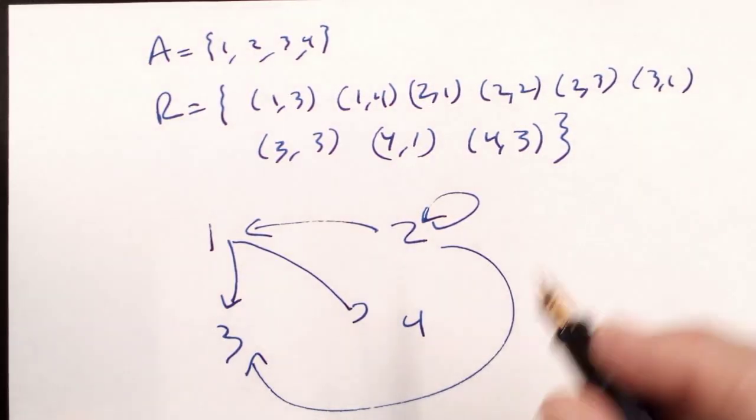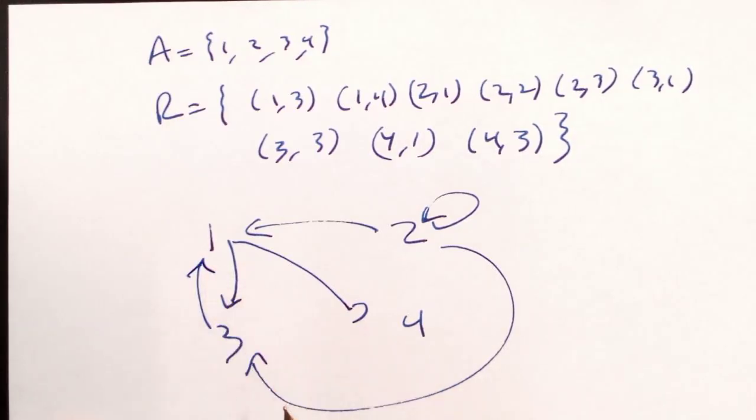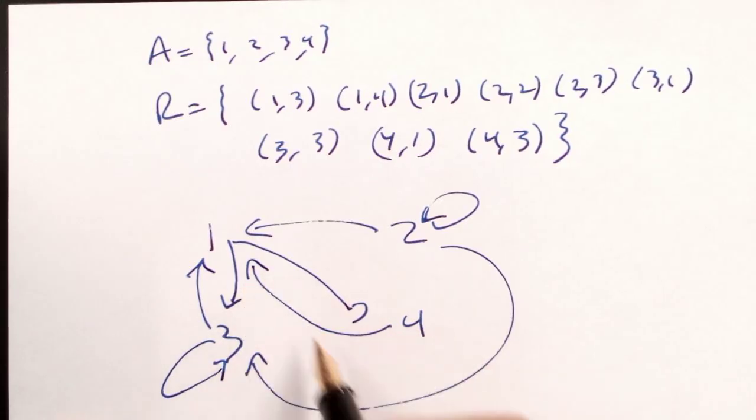2 goes to 3. 3 goes to 1. 3 goes to 3. 4 goes to 1. And 4 goes to 3. I will call an arrow that goes from a node to itself a loop.